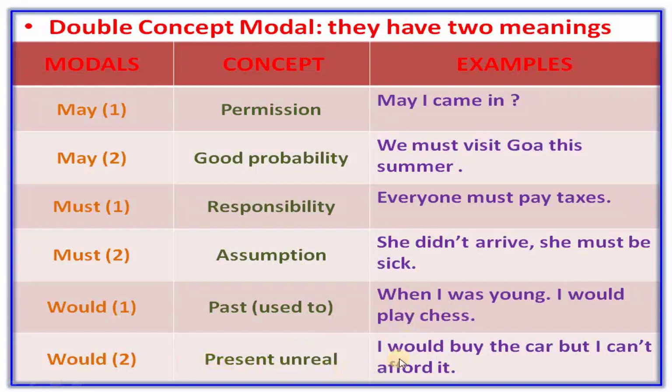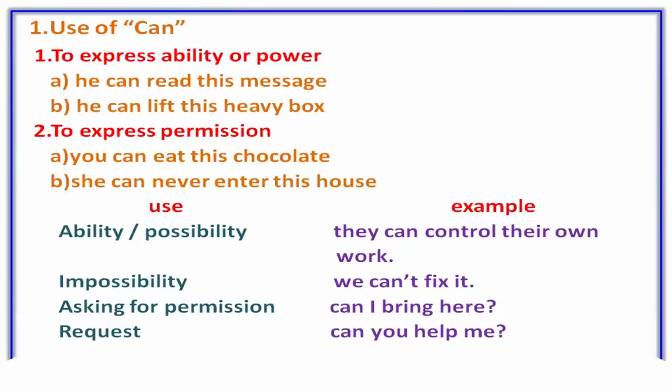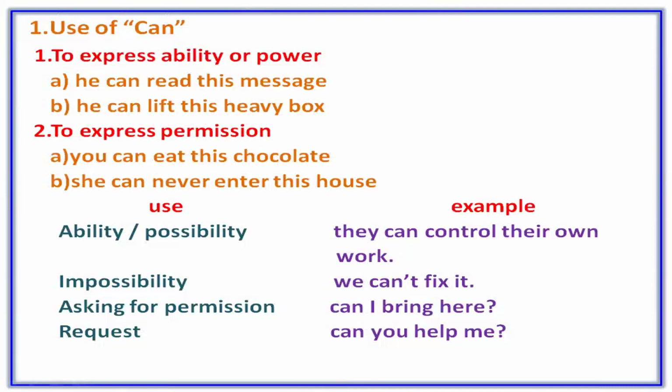Present unreal. I would buy the car, but I can't afford it. Like this, we need to blend the sentence. It depends on the concept of modals. Now, how can we use each modal and in which situation can we use it? We will see the use of can.